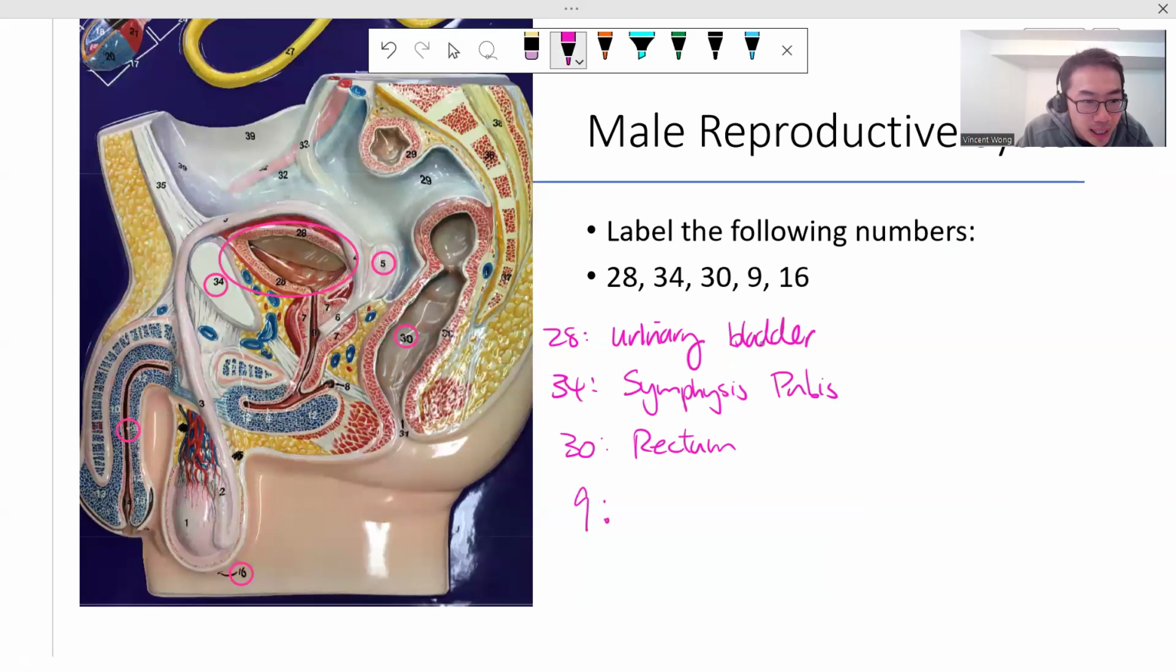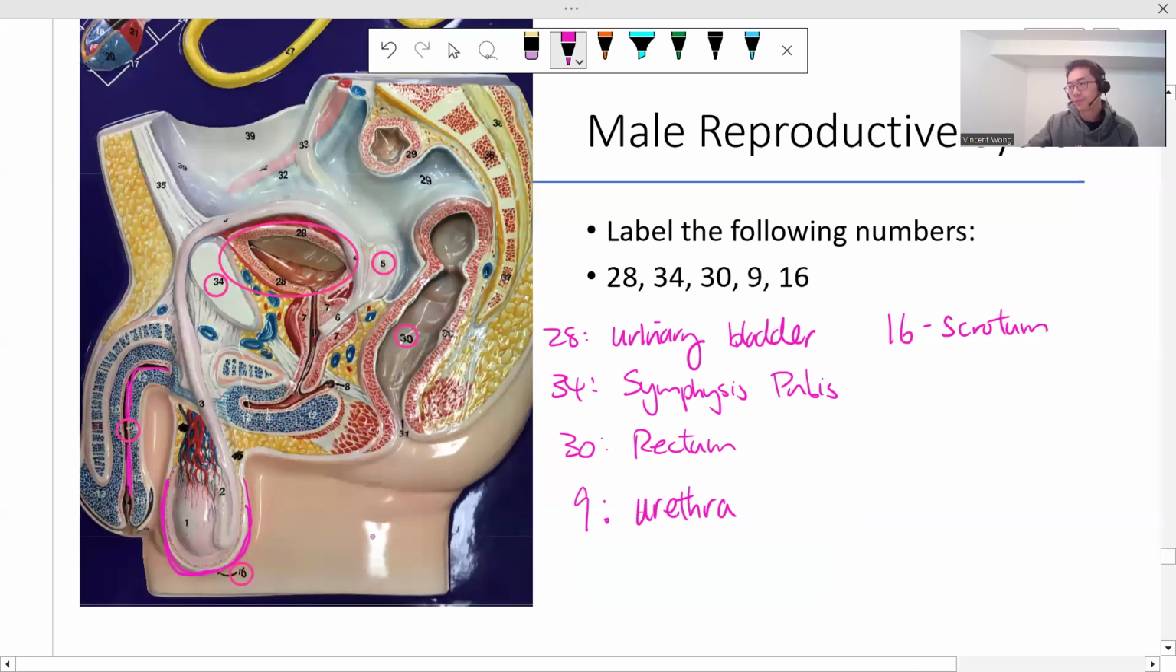Number 9, where's number 9? I can't really see number 9. Oh, there it is. Yeah, number 9. It's this right here. That is the urethra. And number 16. 16 is right here. That's a scrotum. Okay. That's all.